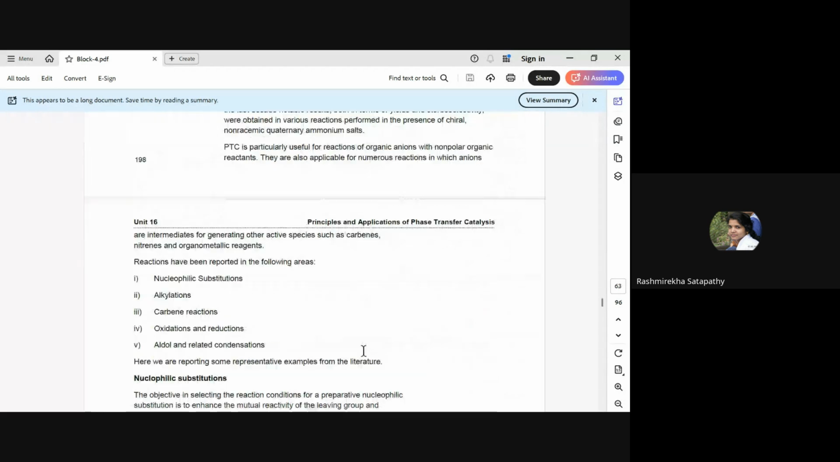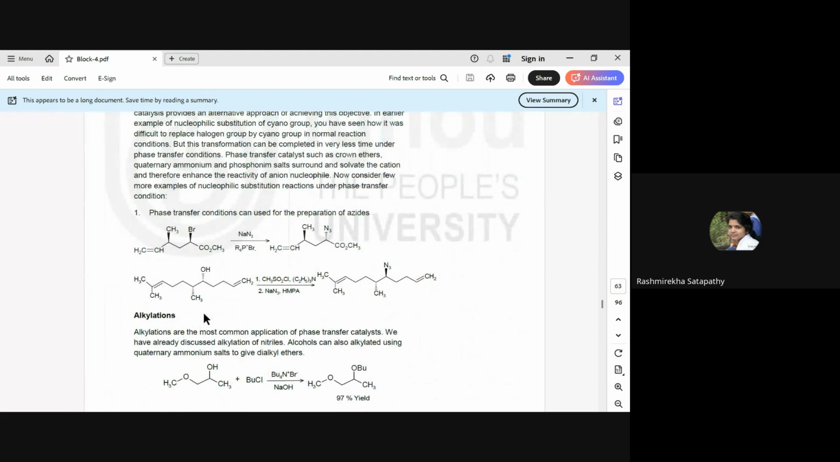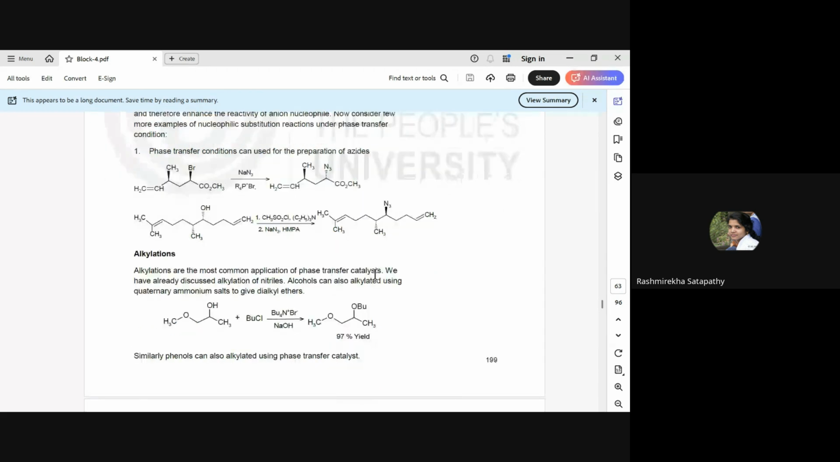Applications of phase transfer catalysts. Reactions have been reported in the following areas: nucleophilic substitution, alkylation, carbene reactions, oxidation, reduction, aldol, and related condensations. Nucleophilic substitution reactions: phase transfer conditions can be used for the preparation of azides, when sodium azide and the phase transfer catalyst tetrabutyl phosphonium bromide are used. So the azide group is here and the product is formed.